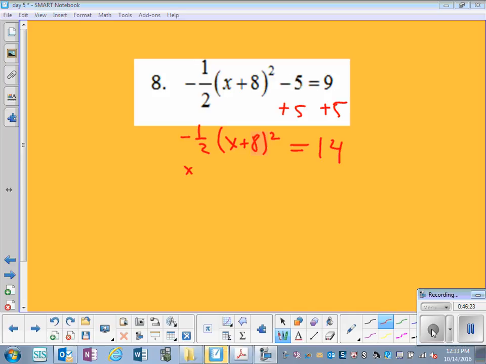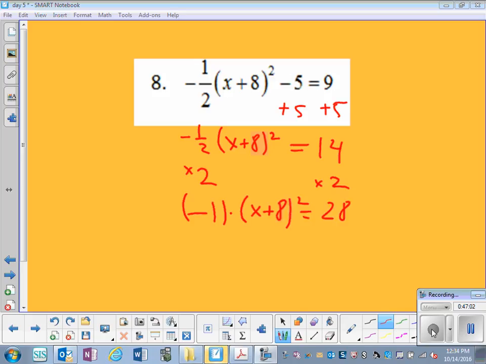Why wouldn't you multiply by 2? The opposite is the question. Why are you multiplying by negative? Oh, so you want to multiply it by the opposite, meaning if I have the negative, you multiply by positive. Because if I multiply it by just 2, I still have that negative sign, because negative 1 over 2 multiplied by positive 2 still gives me negative 1 times (x plus 8) squared equals 28.